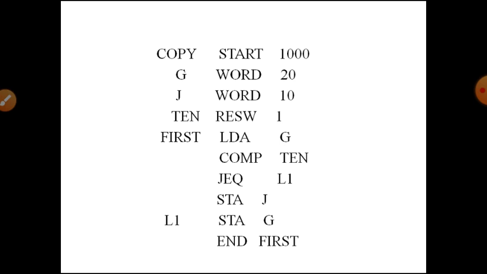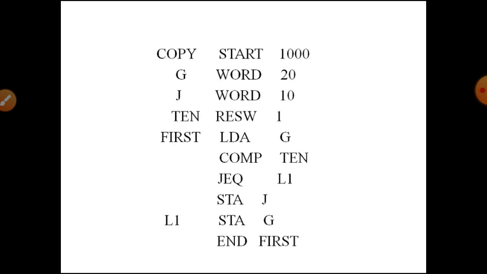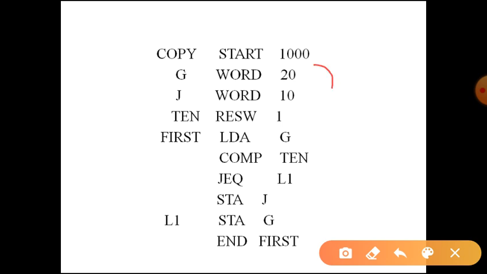Before this, both these two types of one pass assembler make use of a source program where the symbols are defined in the beginning. You can see here the symbols are defined in the beginning, but in the previous video we saw the source program where the symbol defining statements we used to write at the end, after the executable statements. Here a small modification is done where the symbol defining statements we write at the beginning.